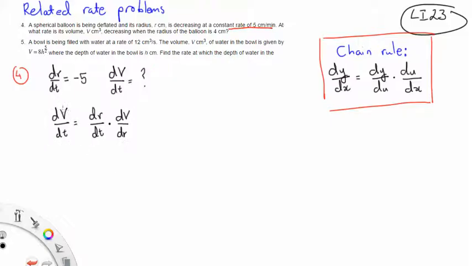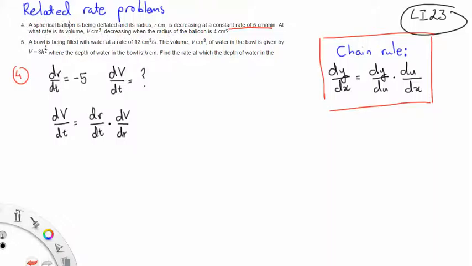Well, we know we want to find this. We know what this is, that's -5. dV/dr, the change in volume with respect to the change in radius. How are we going to get that? How are we going to find dV/dr? Looking here, I can't see anything that says the volume is changing by such and such with respect to the change in radius. I can't see anything obvious there. However, it is giving us a hint.